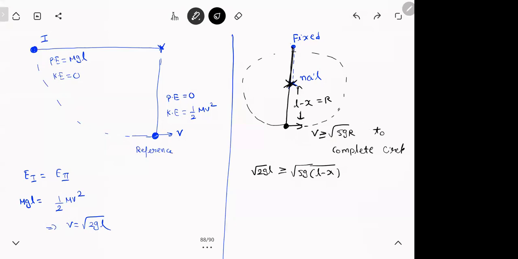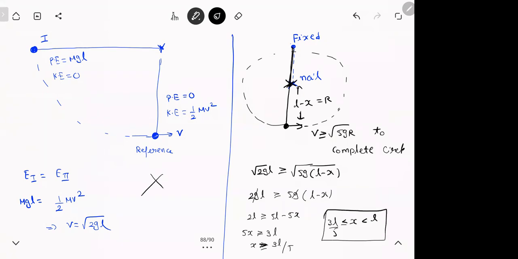Does it make sense? Now square on both sides. 2gl greater than or equal to 5g(L minus x). g cancels out. You get 2l is greater than or equal to 5l minus 5x. We get 5x is greater than or equal to 3l. So x should be greater than or equal to 3l by 5. So the final answer is x is less than l and greater than 3l by 5. It can't be greater than l, right? That means it is here, doesn't make sense. So it should be greater than 3l by 5. If we keep anything less than 3l by 5, the circle becomes so big it can't complete a circle.